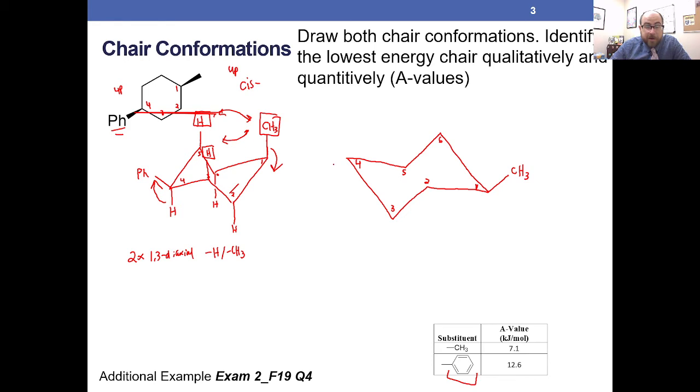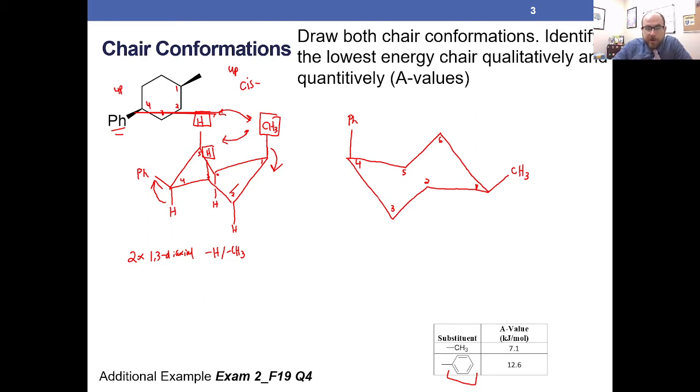Now I'm going to take a look at carbon 4. So carbon 4 has my phenyl group, which was equatorial up in my first chair. It's going to be axial up in my second chair. So again, axial up in my second chair. Okay. Now what I need to do is determine those 1,3 diaxial interactions because those are destabilizing my chair.